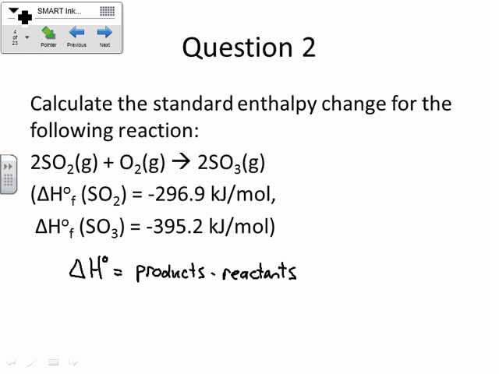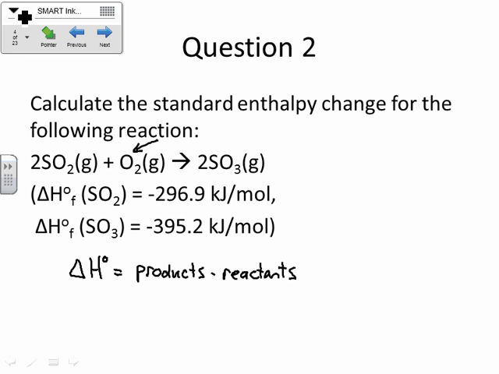Now in this particular equation, we only have one on each side that we need to worry about. And the reason for that is O2, its delta H of formation is 0. That's kind of the baseline right there, the element in its standard state. So we don't have to worry about the O2, we just need to worry about the SO3 and the SO2.